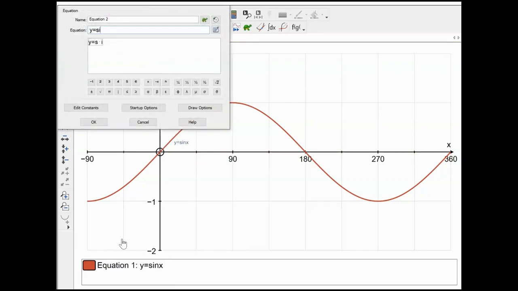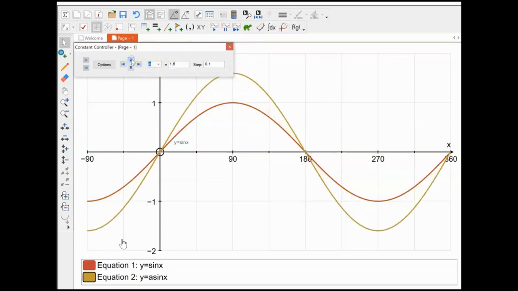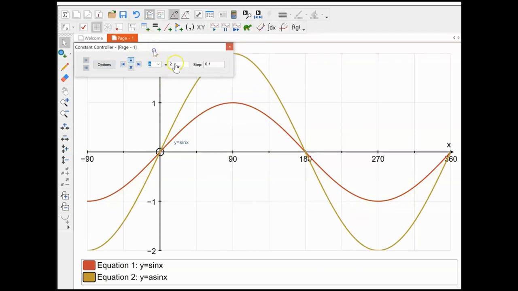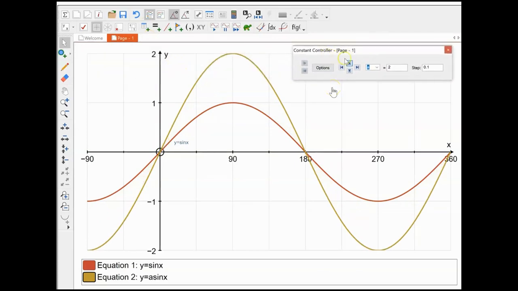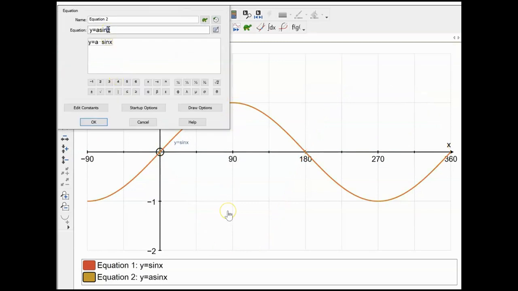The first transformation will be a constant outside a function. If you put a constant outside a function, it will stretch your graph along the y-axis. As the constant increases, so is the stretch along the y-axis. And when it gets to negative, if the constant before the function is negative, it will show you a reflection. So this red graph has been reflected along the y-axis.